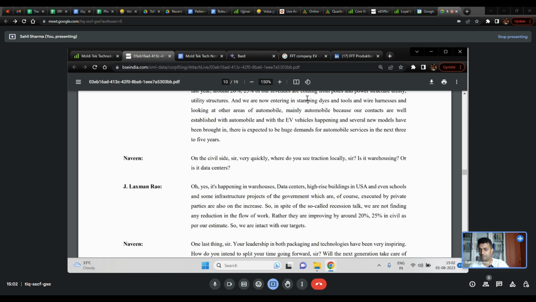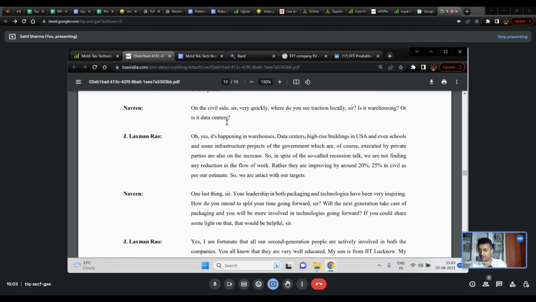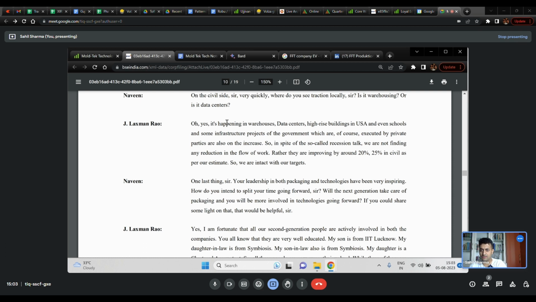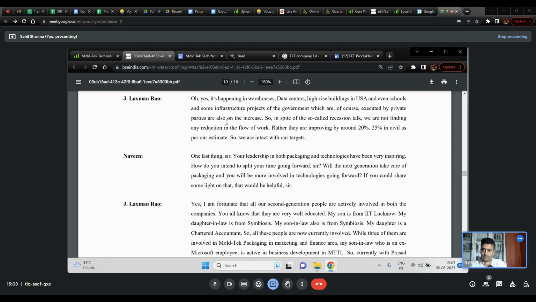Now they are entering stamping dies and tools and wire harness and looking at other areas of automobile, because contacts, I guess they are talking about clients, are well established with automobile. And with EV, there is going to be huge demand for automobile services in the next 3 to 5 years. Right. Again, I don't find much new information here, so just going on.